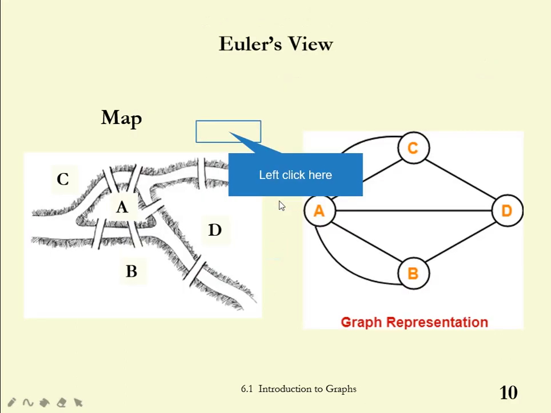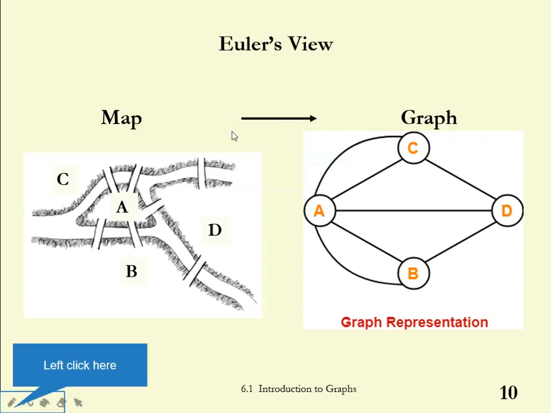Now next is what Euler thought: let us represent the entire map as something called a graph. So this man made this graph. What was the graph representing? The graph is representing a landmass. I put a for one landmass, c for another landmass, and again d for another.